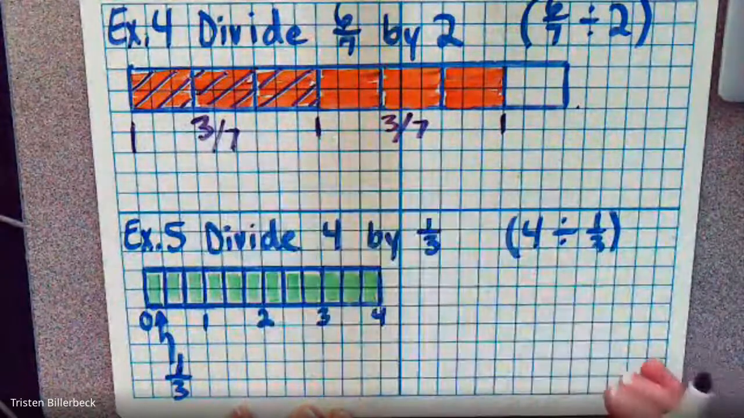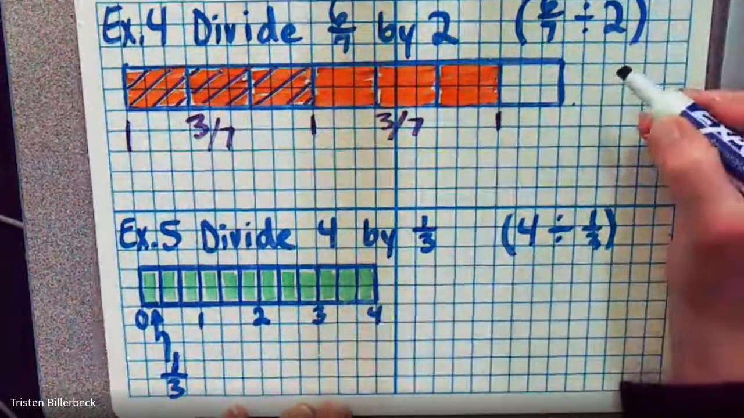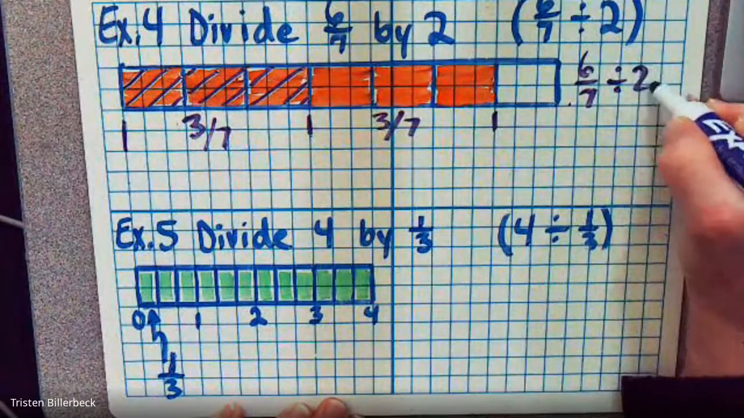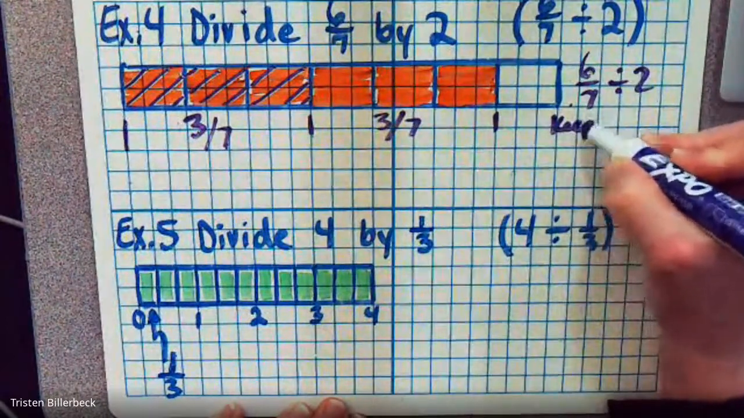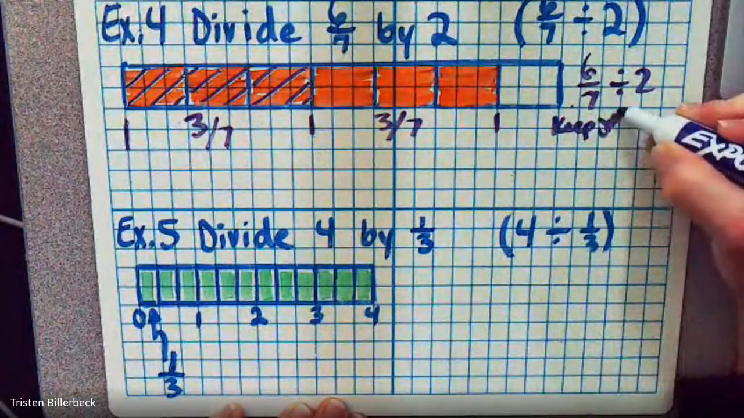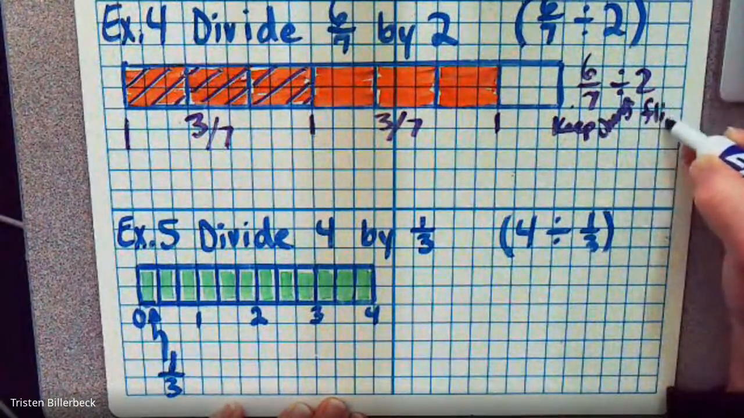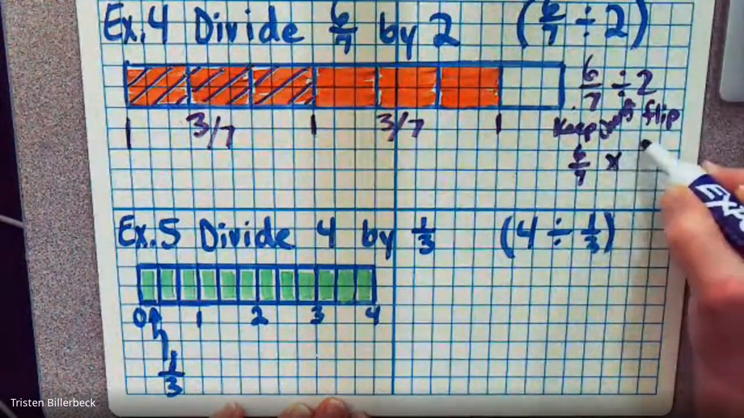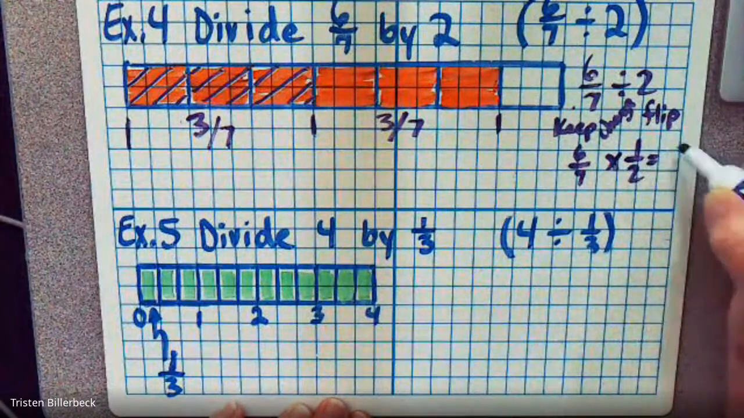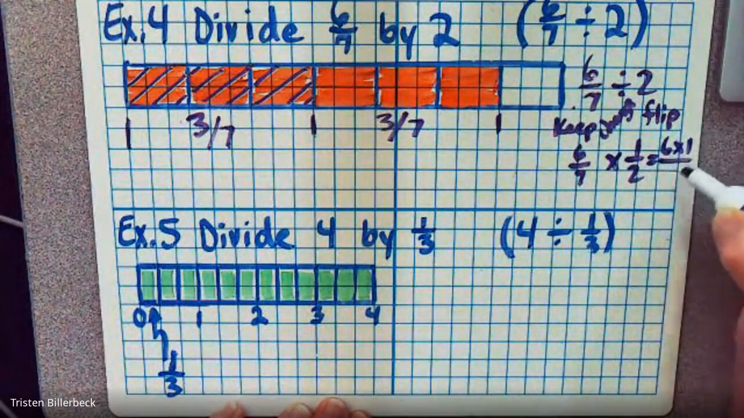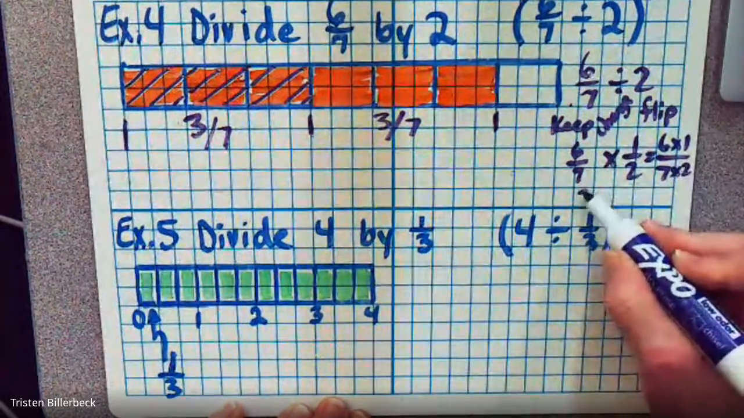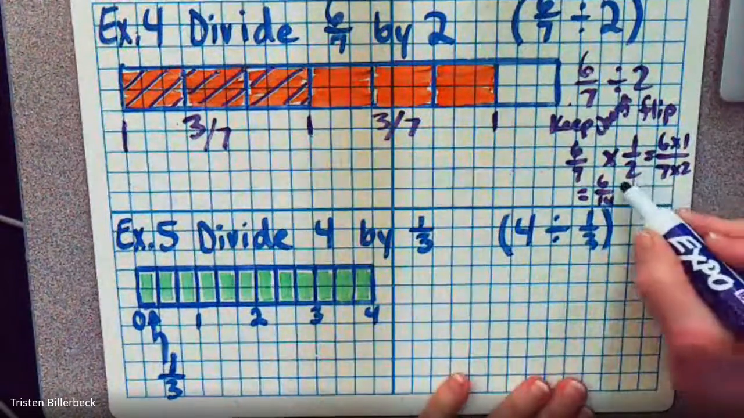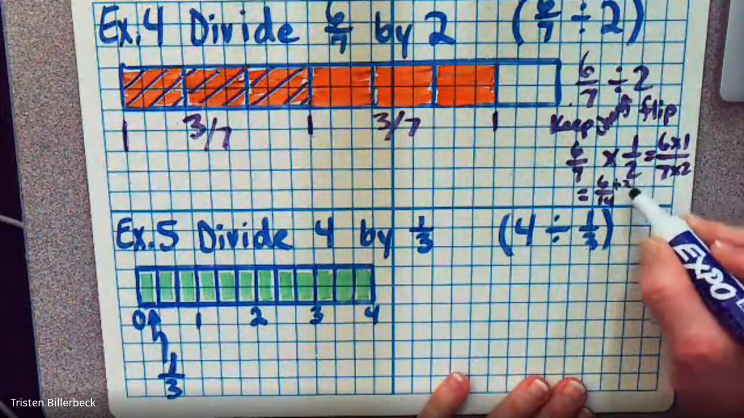All right, so now let's try to do 6/7 divided by 2 with our math. So we keep, we change, and we flip. Okay, so we have 6/7. We multiply and we flip 1/2, and we get 6 times 1 over 7 times 2, and we get 6 over 14, and that is divisible by 2. Sorry, it's getting kind of small.